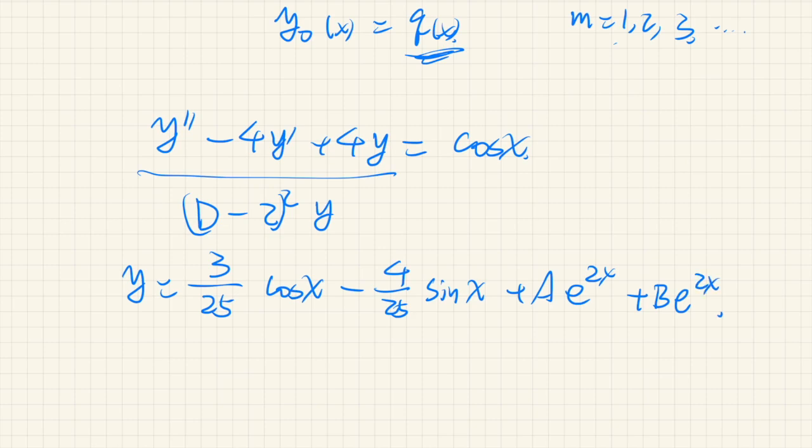Wait a minute. For the homogeneous case, it's not this. It should be another x here, b x e to the 2x. Well, this x is necessary because the solution is redundant here.